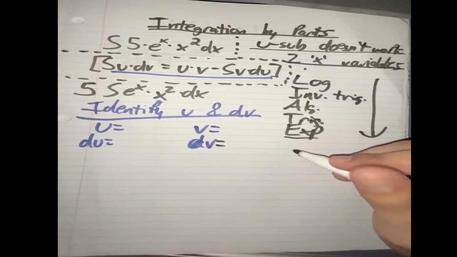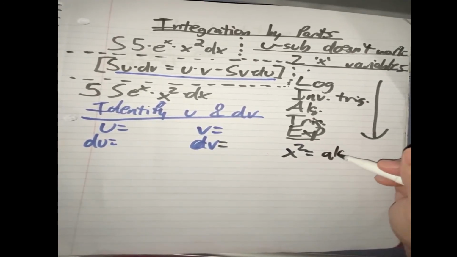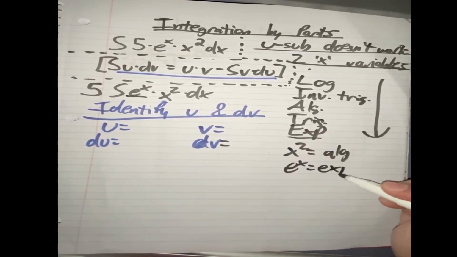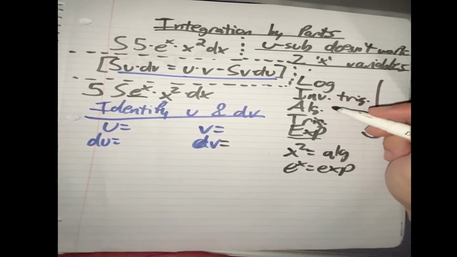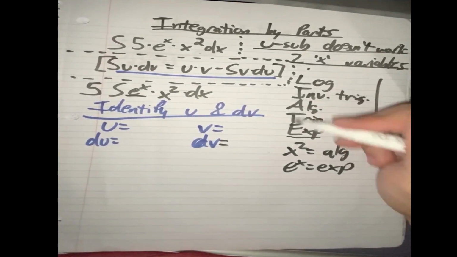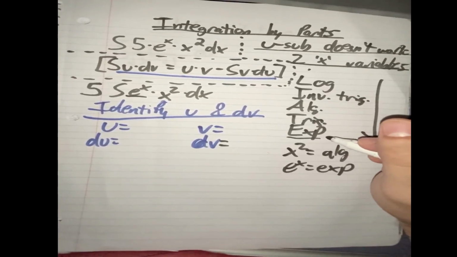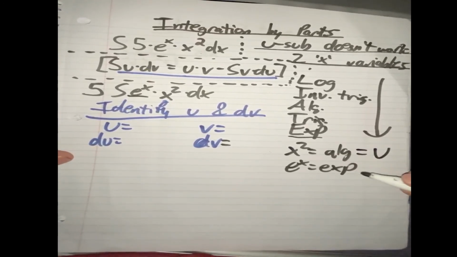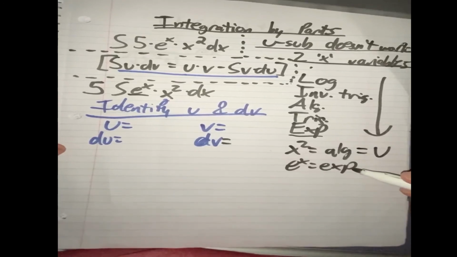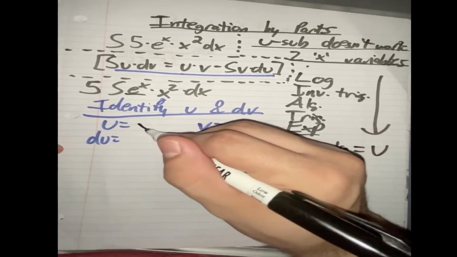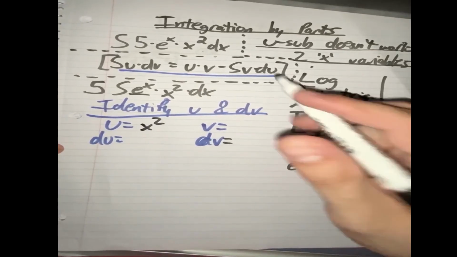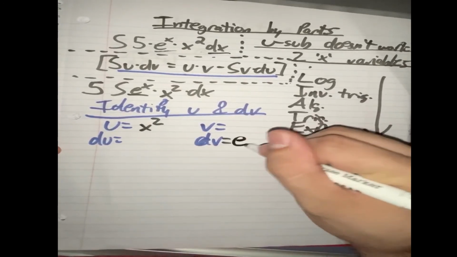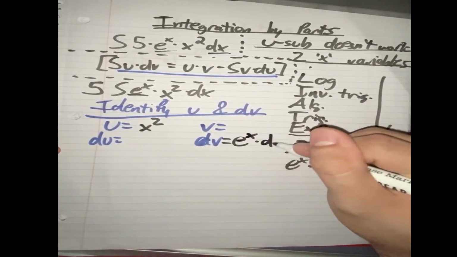We know x squared is an algebraic function, and e to the x is an exponential function. As we look at LIATE, we see that algebra on the priority ranking comes before exponential. So in this case, our u is going to be x squared because algebra comes before exponential. So u is equal to x squared, which means our dv is the remaining function. Don't worry about the 5 that we pulled out. Our dv is e to the x times dx.